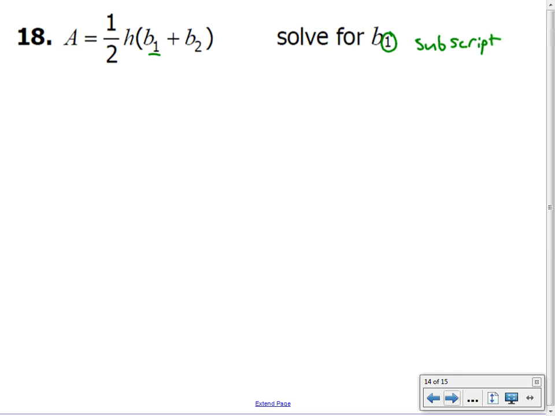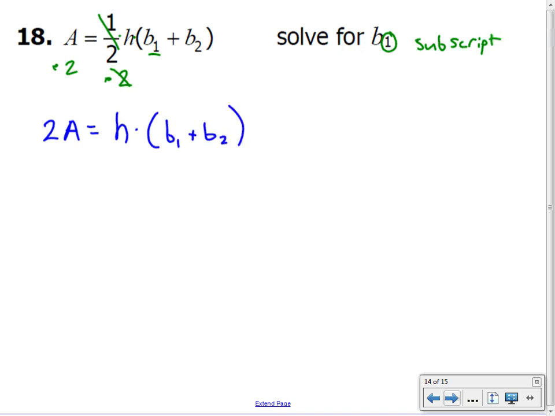So what we're going to do first is we're going to take care of the two things that are multiplying with the parentheses that b1 is inside of. So to get rid of that 1/2, we want to divide by 1/2, but we know that we can really multiply by the reciprocal instead. So we're going to multiply each side by 2. So that leaves us with 2a is equal to h times b1 plus b2.